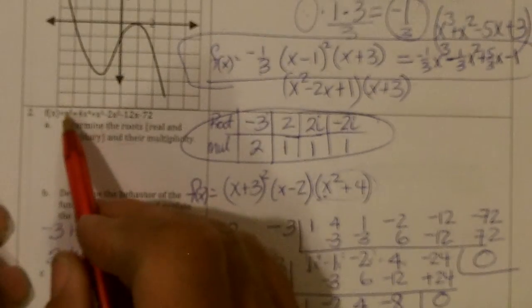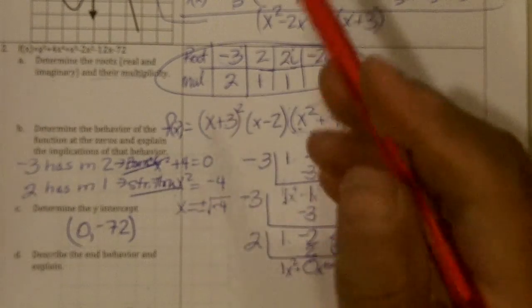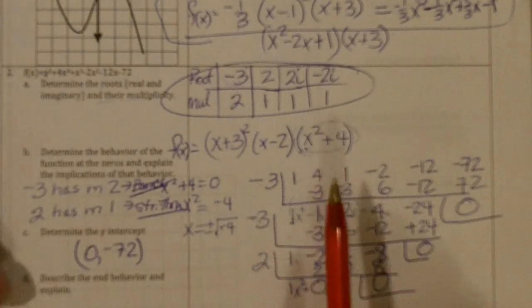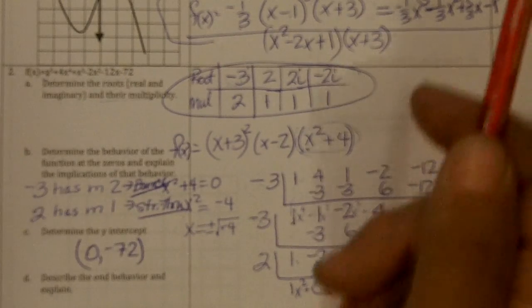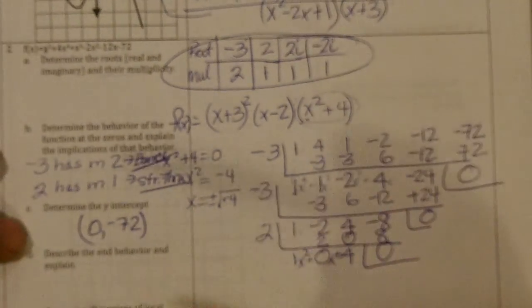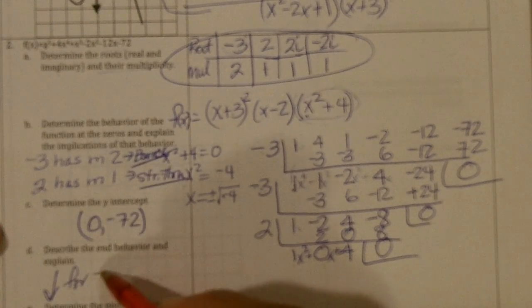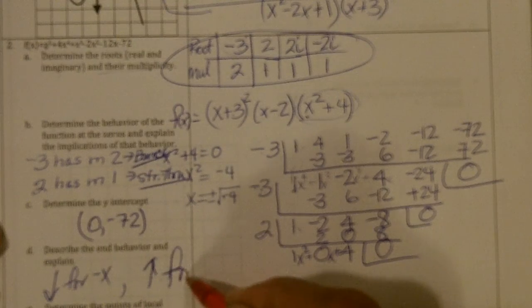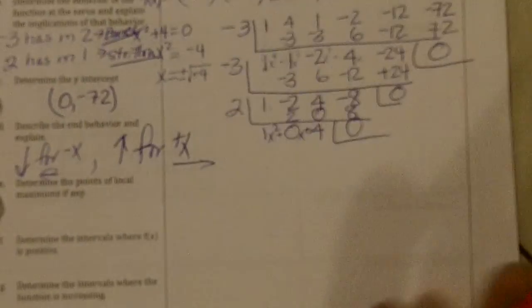Describe the end behavior and explain. Well, since it's a degree 5, it has to go opposite, one end going up and one end going down. And since it's a plus on the x with the highest degree, the positives are going to go positive and the negatives are going to go negative. So down for negative x on the end, and up for positive x direction. Okay? And you can write that in words. Again, I'm writing this big so you can see it.